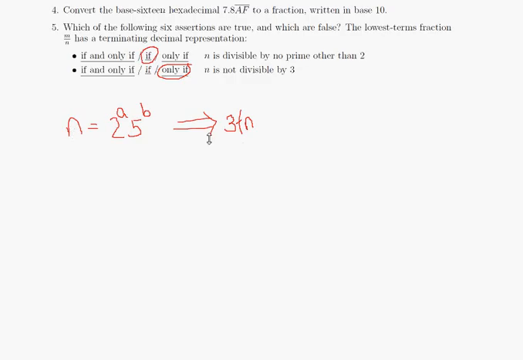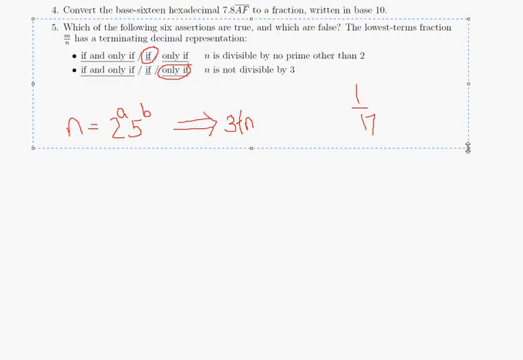The implication going this way, of course, is false. Let me just do a quick example of that. Let's pick a number that is not a multiple of 3, say 17. 3 is not a factor of 17, but 1 over 17 does not have a terminating decimal expansion. So this one's an only if, but not an if and only if.